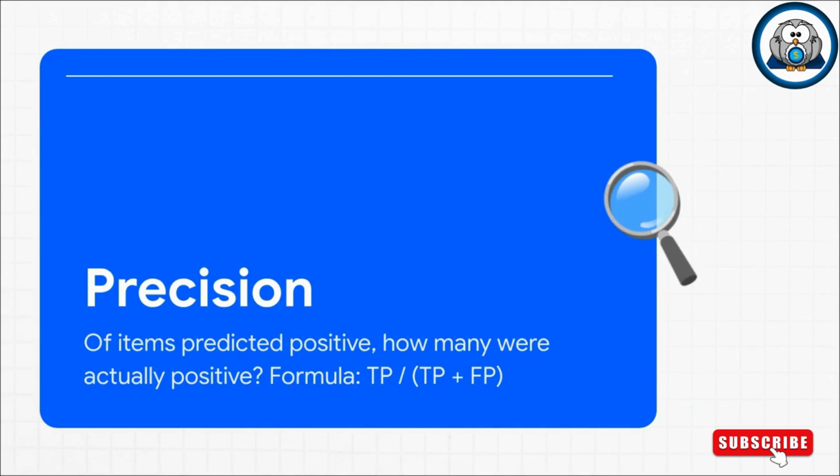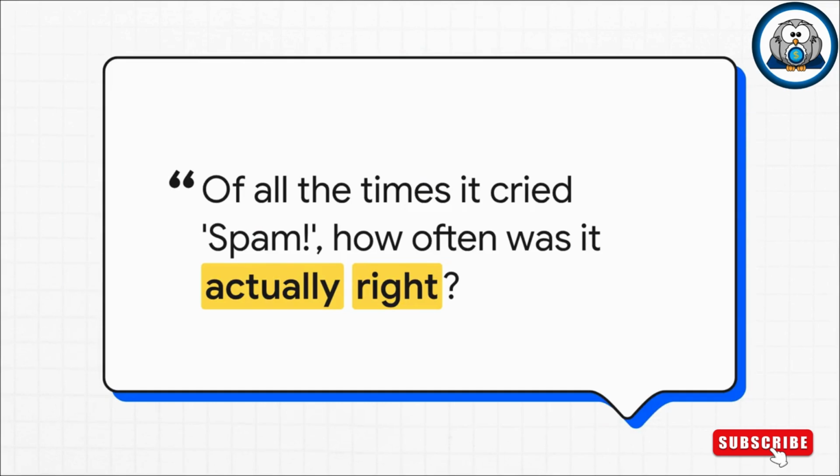Now for a much more specific grade, precision. This one only looks at the times the filter predicted an email was spam. The formula is the number of correct spam predictions divided by the total number of times it cried spam. So precision asks a really crucial question. Of all the times my filter shouted spam, how often was it actually right? If you have high precision, it means that when the filter flags something, you can be super confident that it's correct. You get very few false alarms.